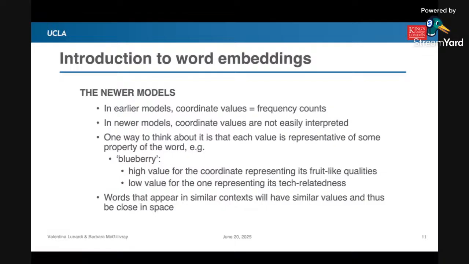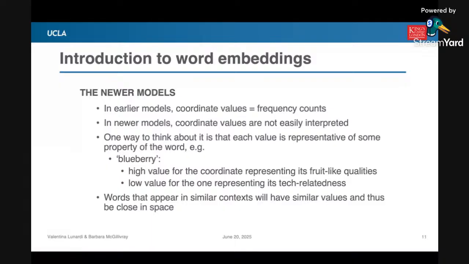One thing that's often suggested is to think about it as if each value is representative of some property of the word, but in practice, these properties are not really interpretable by humans. But something you could think of, just to understand the concept, is that maybe blueberry has a higher value for the coordinate representing its fruit-like qualities, but a very low value for one representing its text-relatedness. The result found in the end is the same.